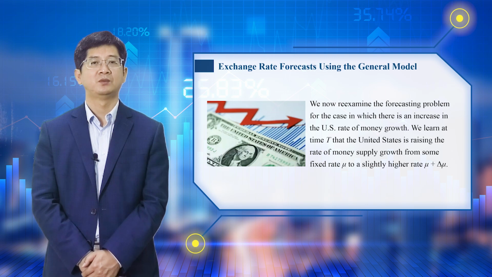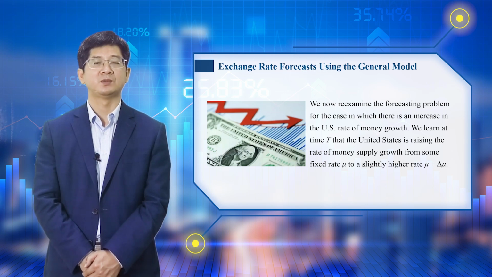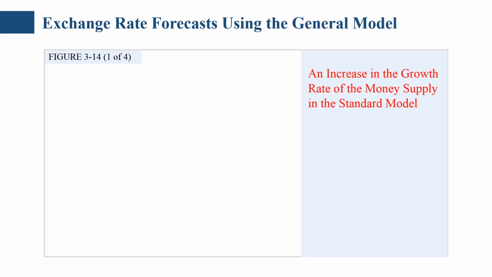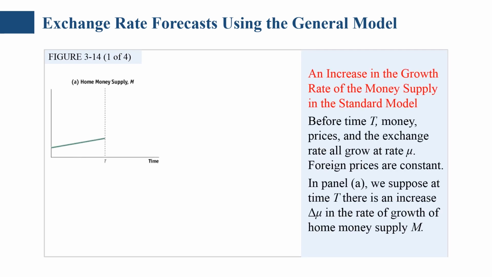To solve the model, we assume that US inflation rates and interest rates are constant before and after time t, and focus on the differences between the two periods caused by the change in money supply growth in figure 3.14. Before time t, money, prices, and the exchange rate all grow at a rate of mu. Foreign prices are constant. In part A, we suppose that at time t there is an increase of theta mu in the rate of growth of home money supply M.